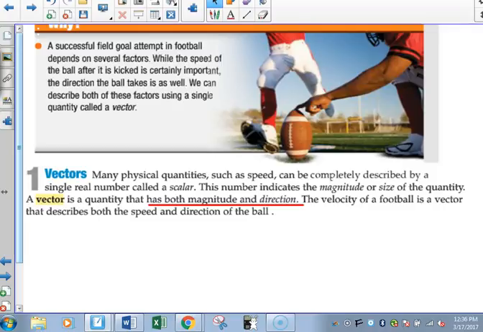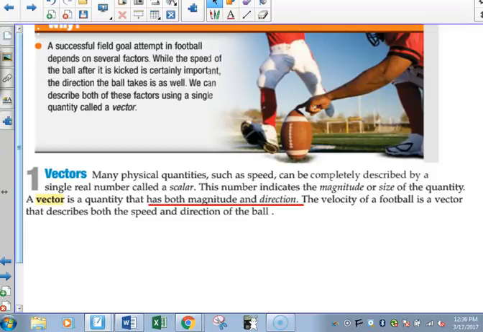All right. If you've had physics, hopefully you've all at some point talked about vector quantities in some science class. Many physical quantities such as speed, distance, etc., can be expressed by a single number called a scalar. This number indicates the magnitude or size of the quantity. We're going to use the word magnitude. A vector is a quantity that has both magnitude and direction.